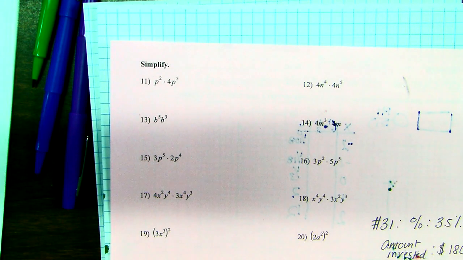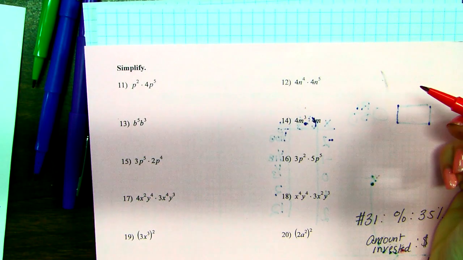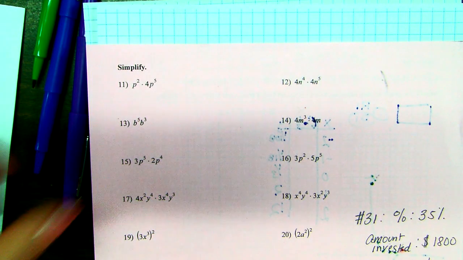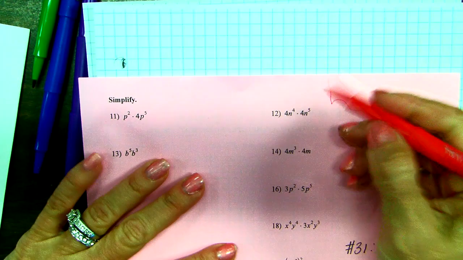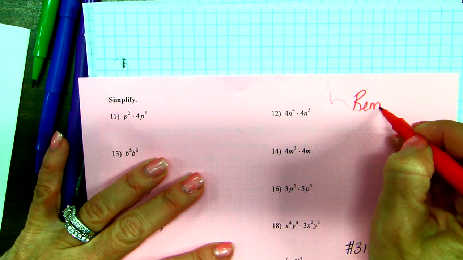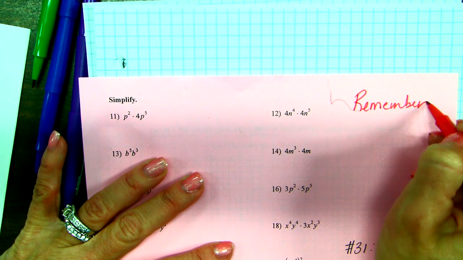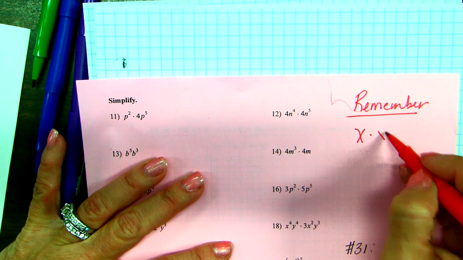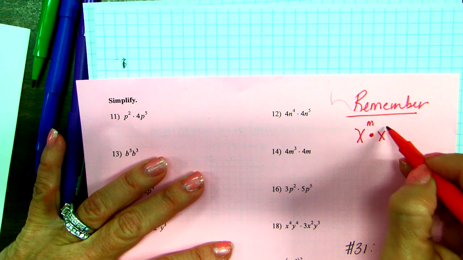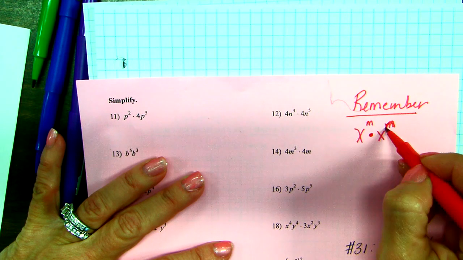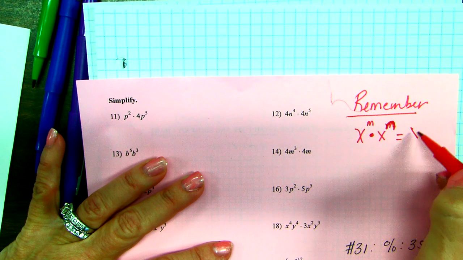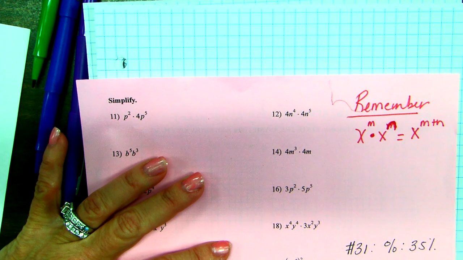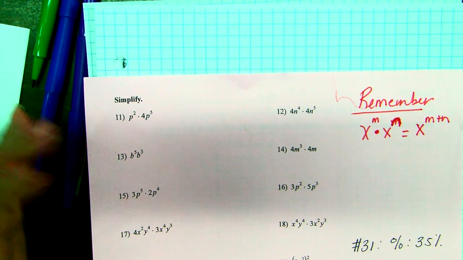I want to remind you of some rules. I don't like this. My pen leaked through. Let me get a fresh one. So I want you to remember, and you can write these or not. We learned that when you have like bases and you're multiplying, you keep your base and add your exponents. If there's numbers in front of the x's, you just treat them the same.